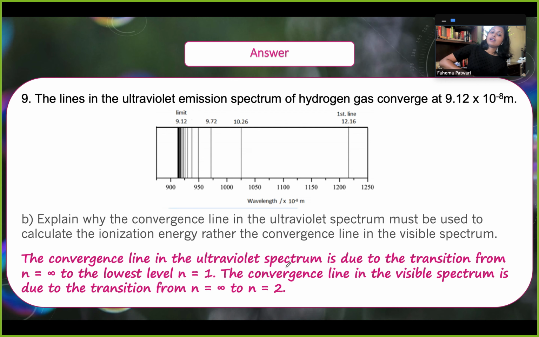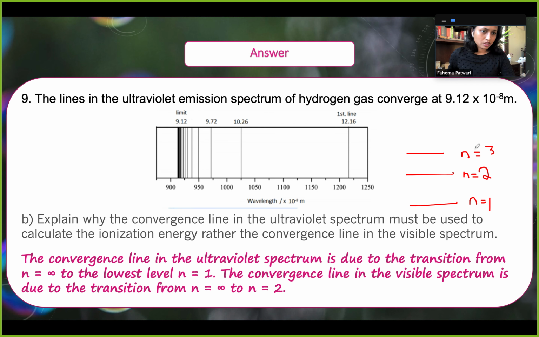Okay, the second question. Explain why the convergence line in the ultraviolet spectrum must be used to calculate ionization energy, rather than the convergence line in the visible spectrum. So this is n equals 1, n equals 2, n equals 3. And we said jumps to here from higher levels is UV, jumps to here is visible, jumps to here would be IR.